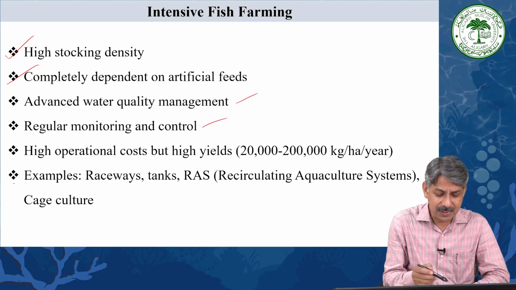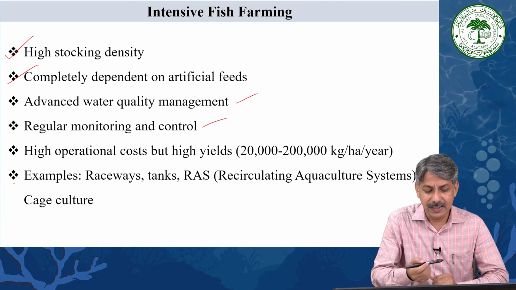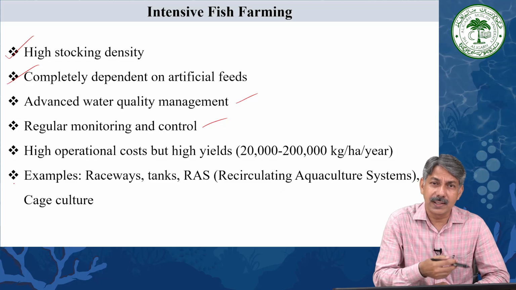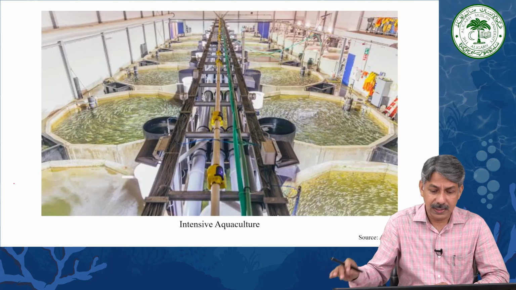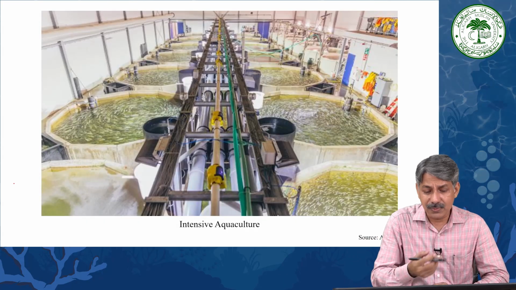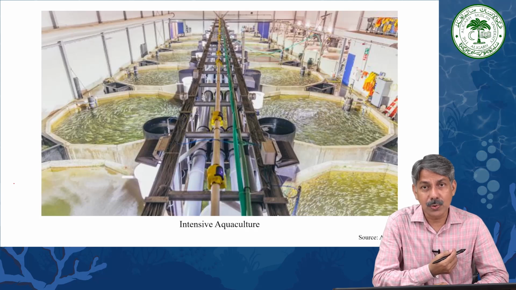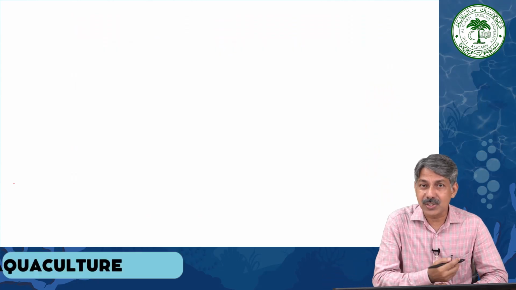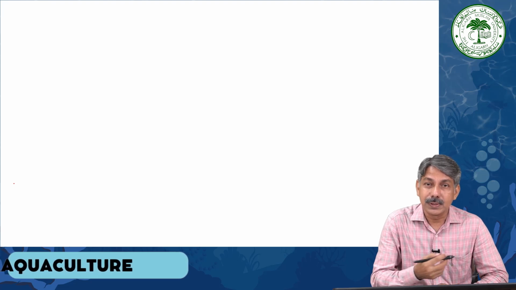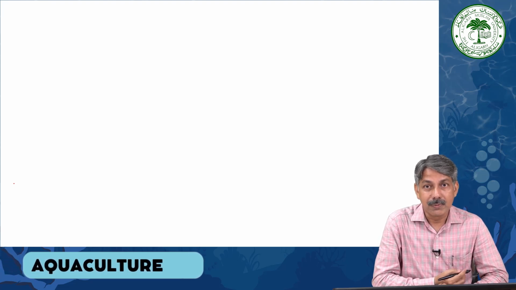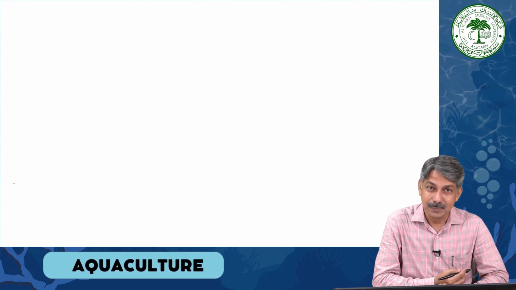And as examples, we can use any type of tanks or RAS or cage culture. They are all examples. Here, one of the intensive systems has been shown. I think that's all in this lecture. Examples of intensive aquaculture systems we can discuss in the next lecture.